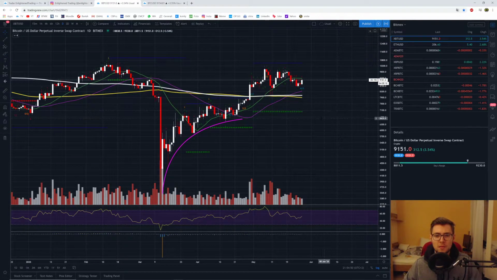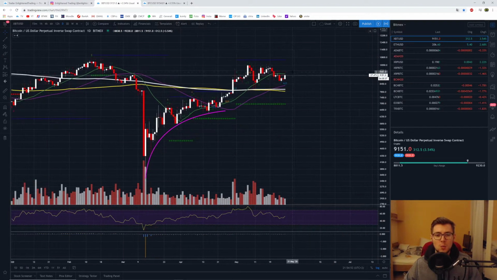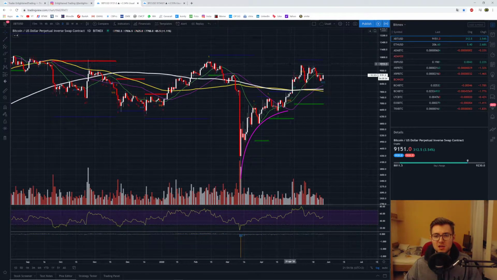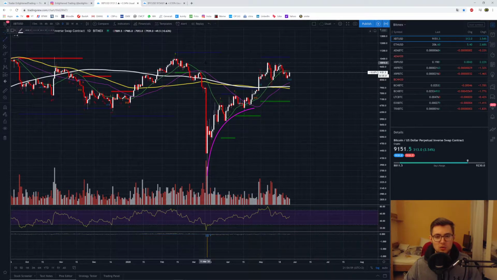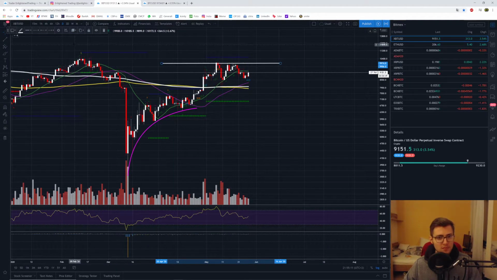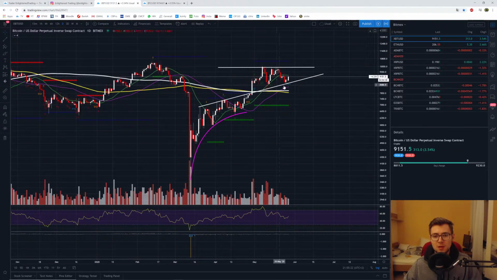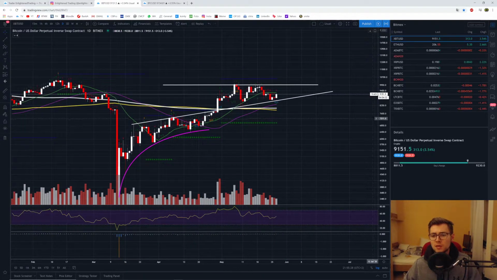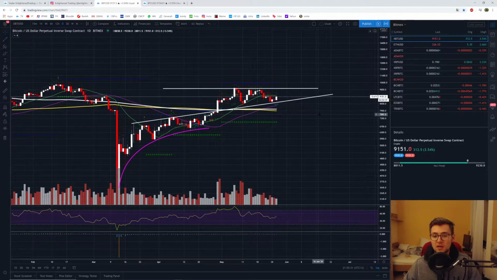The daily time frame is still in consolidation. We cannot yet draw a real pattern over here, but we do have some horizontal resistance around 10k. Once we challenge these highs again, then we can possibly draw an ascending triangle like this, for example. If we use this old resistance as support, then we can possibly draw an ascending triangle here on the daily time frame.